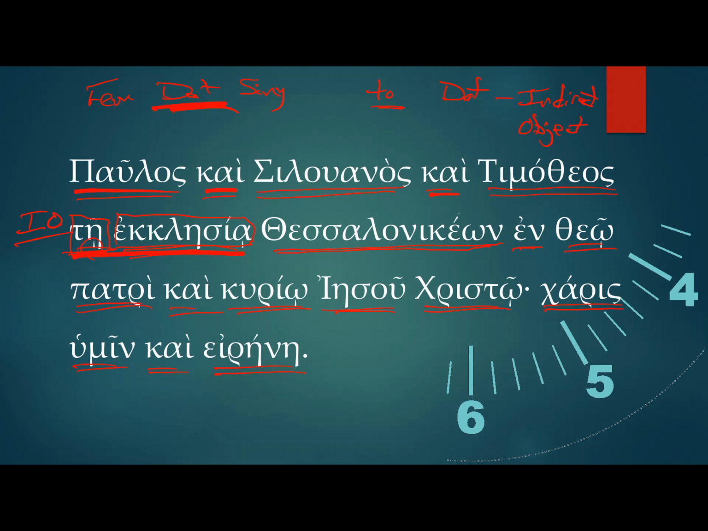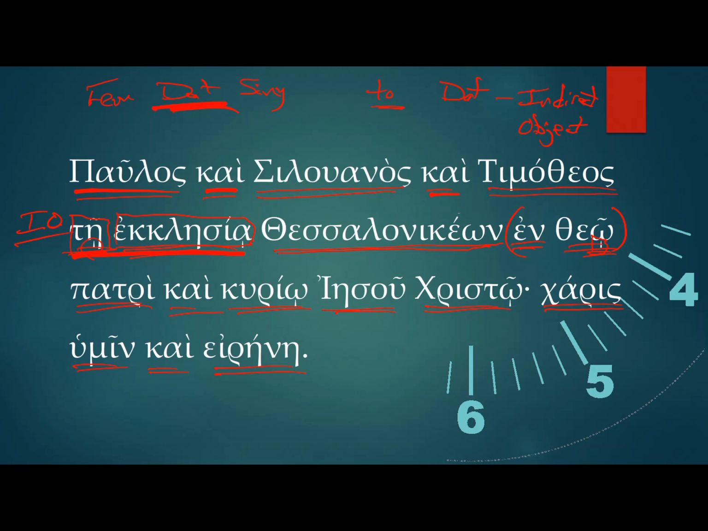Okay? Then notice here on the end we have this prepositional phrase en theo. It is also in the dative case. Notice it doesn't have the article there, but you can pick out because of the ending there that this is a dative. En is a preposition which means in, and takes its object in the dative case, and that's why theo is in the dative case.